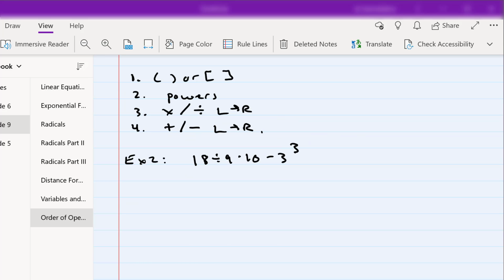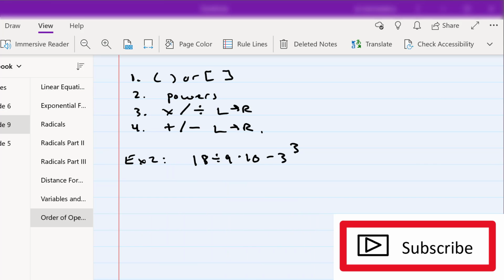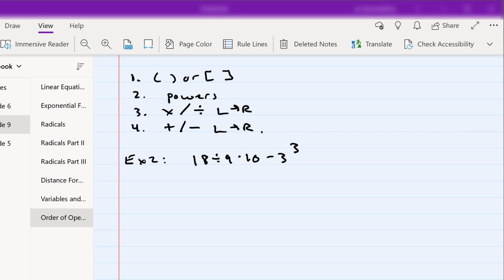Suppose we had 18 divided by 9 multiplied by 10 minus 3 cubed. Now we notice there are no grouping patterns or parentheses, so we can exclude step 1. Moving on to order of operation number 2, we see that we have a power, 3 cubed. So that is the very first thing we're going to do. So step 1, we deal with the cubed: 18 divided by 9 times 10 minus 3 cubed, which is 27.